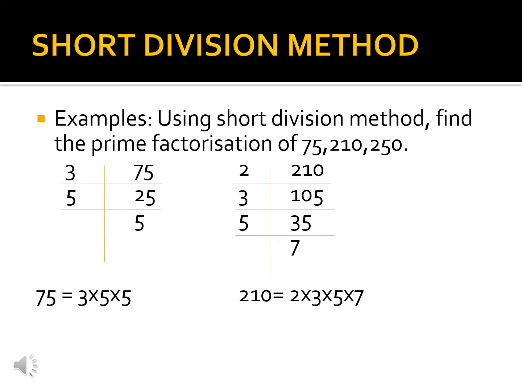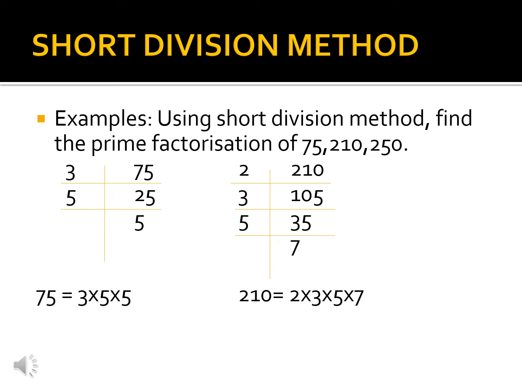So 2 does not divide 75. But yes, 3 divides 75, so I started with 3. 3 into 25 is 75. So I got the quotient as 25. Now at the second step, 25 is not divisible by 3, so I selected the next prime number, that is 5. 5 5s are 25. So in the quotient place, I got 5 and I stop here because 5 is a prime number. So we stop as soon as we get a prime number in the quotient. So 75 can be represented as 3 multiplied by 5 multiplied by 5. This is the prime factorization of 75.